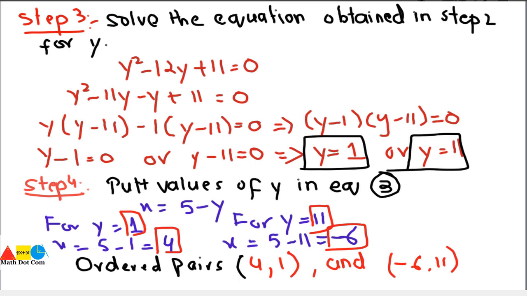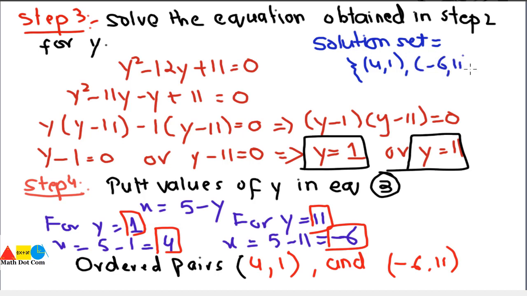So at the end, we will say, what is the solution set? So the solution set will be, write the solution set here. Solution set is (4, 1) and (-6, 11).